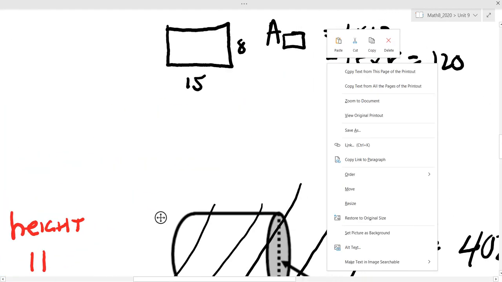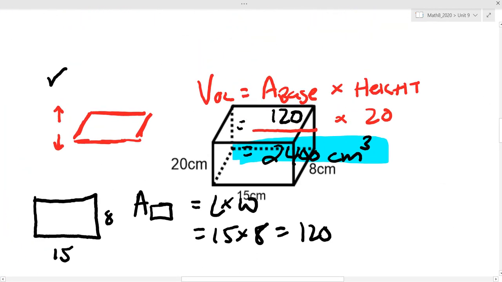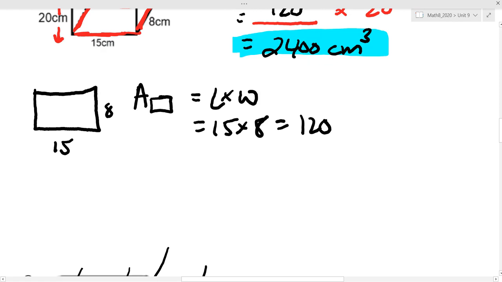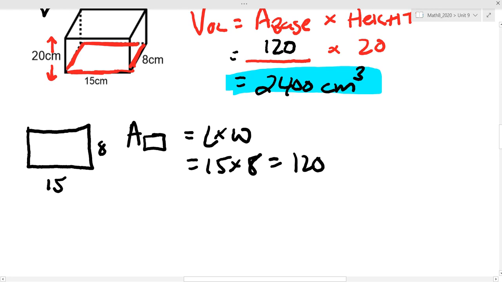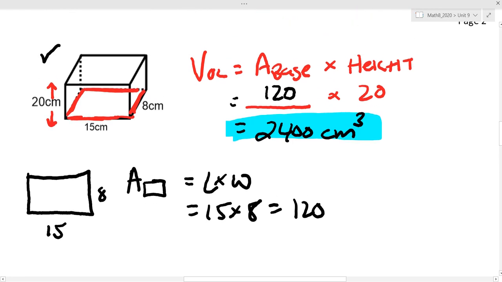Okay? Now, for this question here, ooh, what happened there? There we go. Depending on how you picked your base, you could have had a different base, but your final answer should have been the same. I picked the base as this bottom one. Now you could pick the base as the left side or the right side as well, but the final answer should have been the same. Right? So the area of the base of the bottom is a rectangle, so length times width, 15 times 8 is 120, multiplied by the height, which is 20, and it equals 2400.